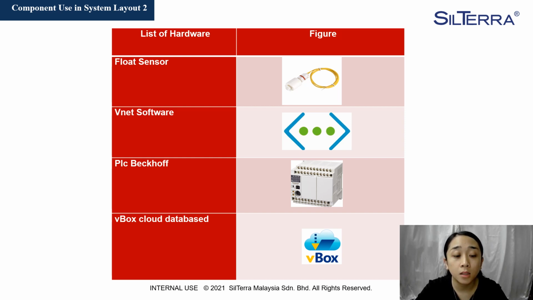The third one is the PLC Beckhoff. The PLC Beckhoff is a PC-based automation system from Beckhoff Automation. It is a complete automation solution that includes hardware, software, and engineering tools. The system is based on the TwinCAT automation platform, which provides a unified framework for all automation tasks.